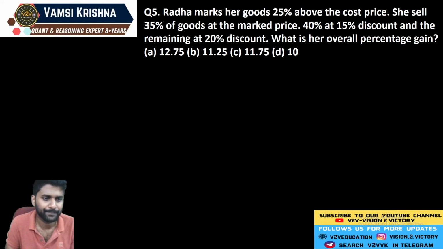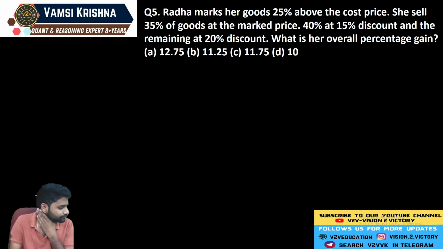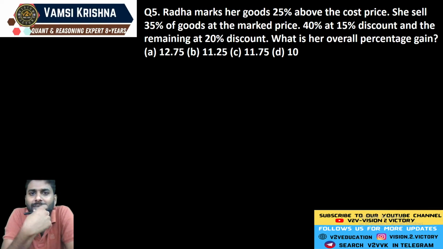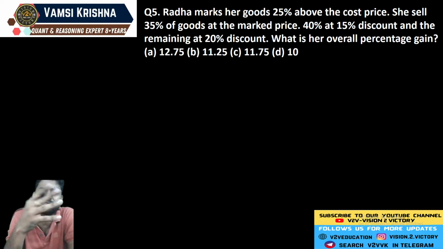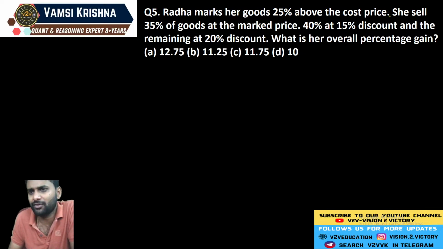See question number 5. Radha marks her goods 25% above the cost price. She sells 35% of goods at market price, 40% at a 15% discount, and the remaining at a 20% discount. What is her overall percentage of gain? Guys, we don't know how many goods there are. My suggestion here: identify the information in terms of quantity, then we can assume a value.